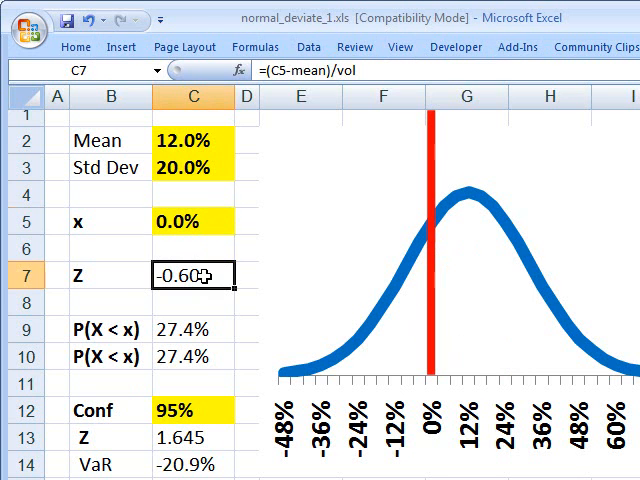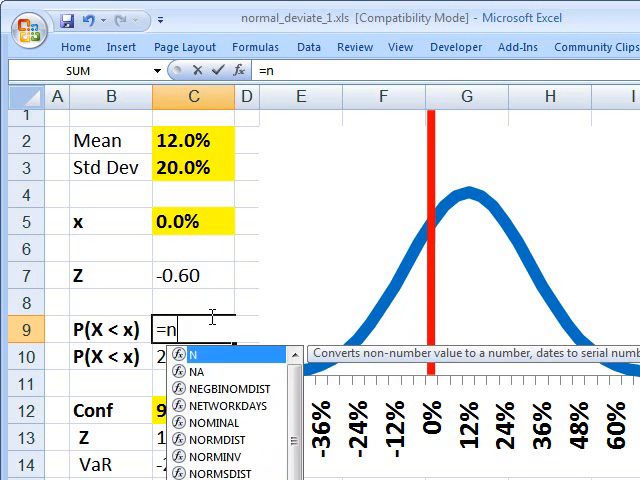So if x is zero, then I can transform that x into a standard normal variable by taking my x, subtracting the mean, and dividing by the standard deviation. I get negative 0.6. That simply means that if we start here at the mean of 12%, to get to zero, we are going to go left of mean by 0.6 standard deviations. So that is typically characterized with a Z, and now we can use that transformed standard normal variable to compute the probability that we'll end up over here to the left of this.